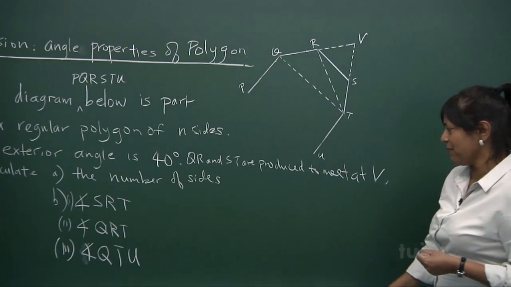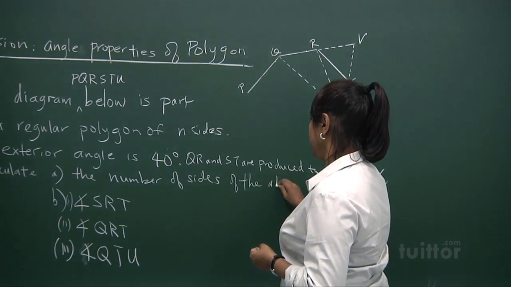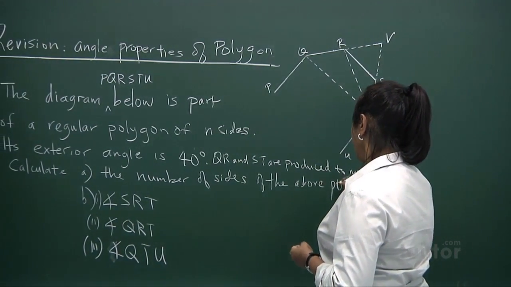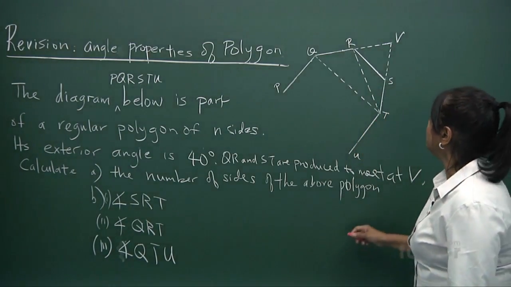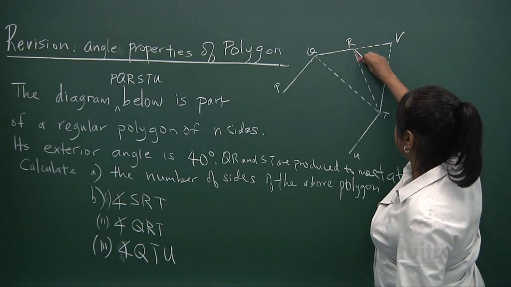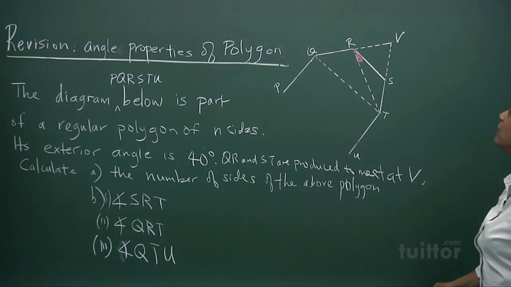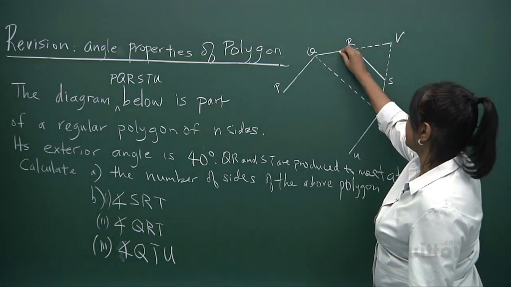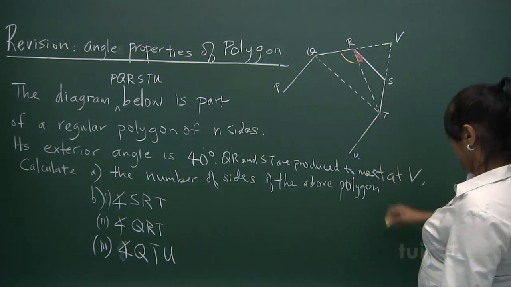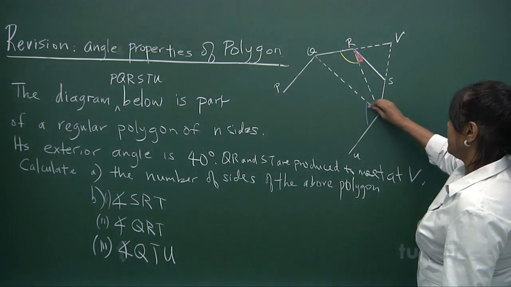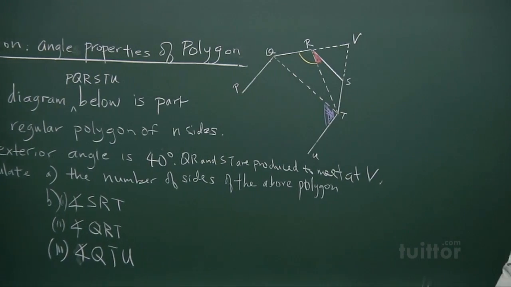When I talk about the number of sides, I should be more specific: the number of sides of the above polygon. Also, they want to find angle SRT. Let me shade this angle, SRT. They also want to find QRT, this angle, and QTU, this angle here. All right, my dear, let's get moving.